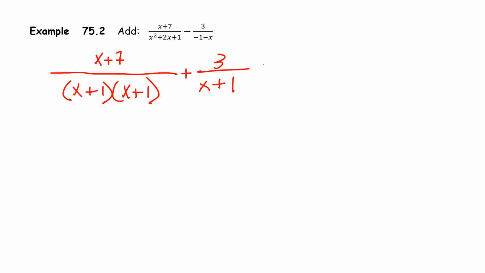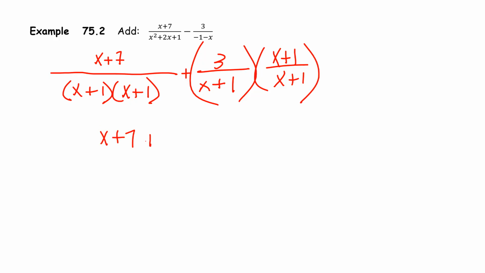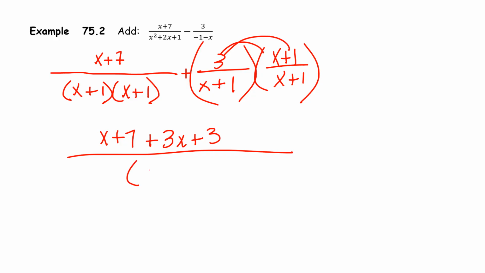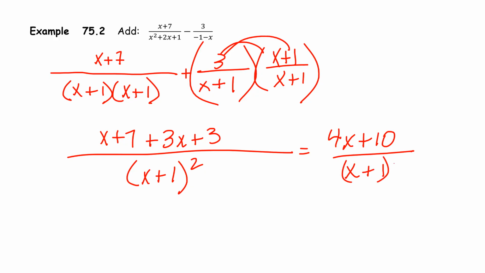And now I almost have a common denominator, but I need 2 of those. So I'm going to multiply this fraction by (x + 1)/(x + 1). And then I will have a common denominator. So x plus 7 plus, got to distribute, 3x plus 3 all over x plus 1 times x plus 1, or you could just put (x + 1) squared. So that's (4x + 10)/(x + 1)².